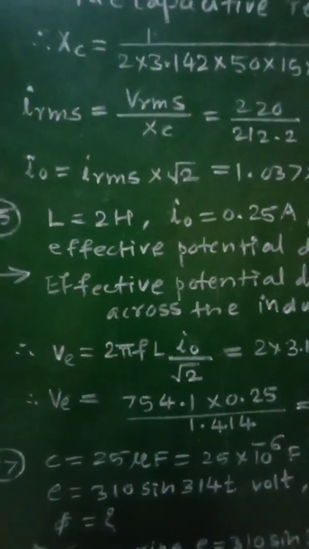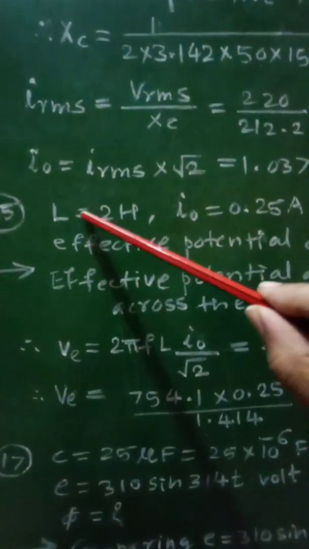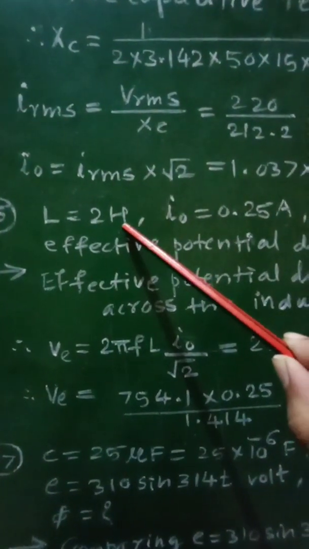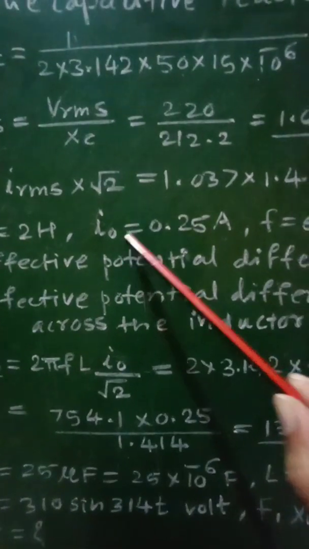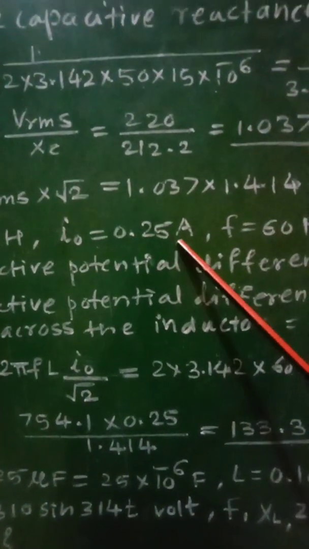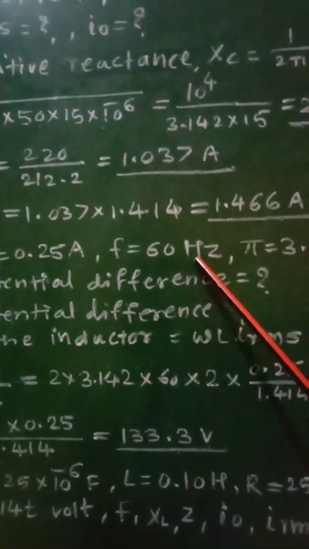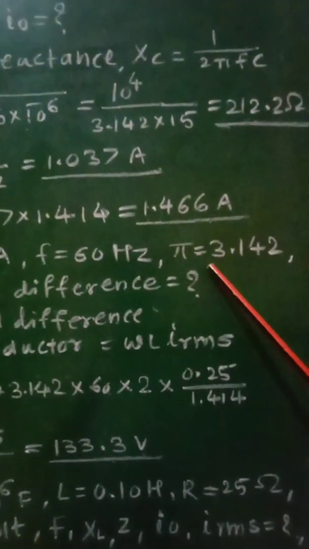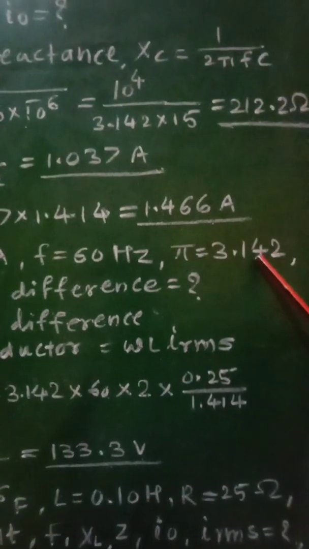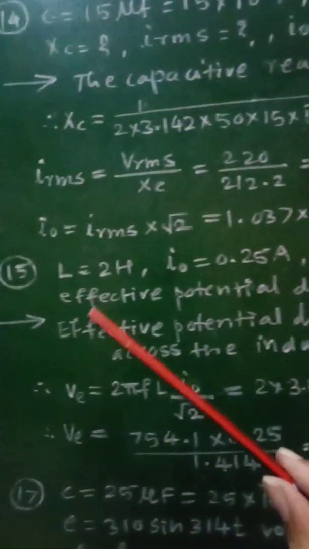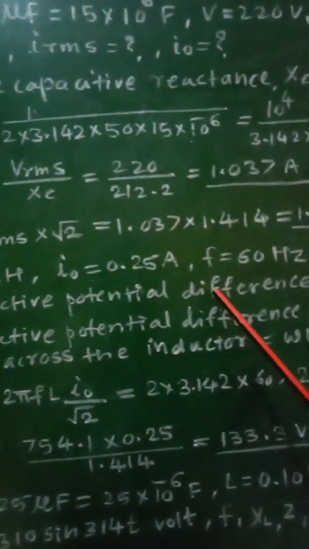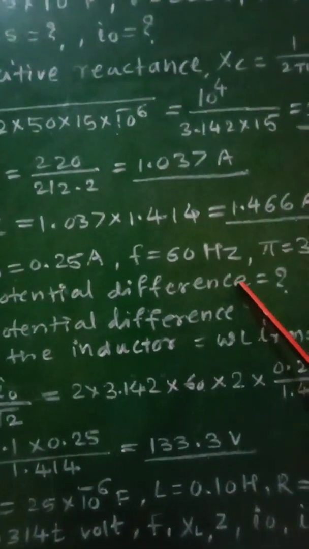And therefore for this numerical, given data is inductance L is equal to 2 Henry. Then peak current I0 will be equal to 0.25 ampere. Frequency f is equal to 60 Hz, and value of pi is 3.142. Then we have to find out the effective potential difference across that inductor.